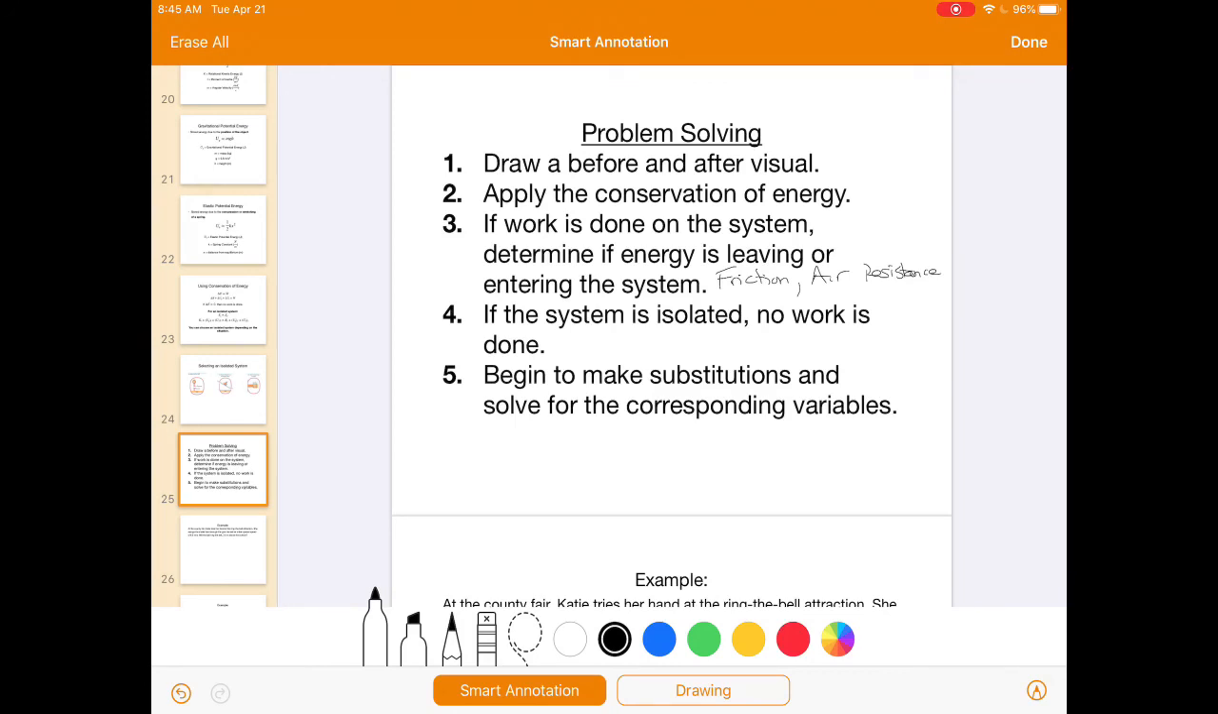So those are the notes. I'm going to have separate videos for the examples, and then you guys can get to the problem set, all right?